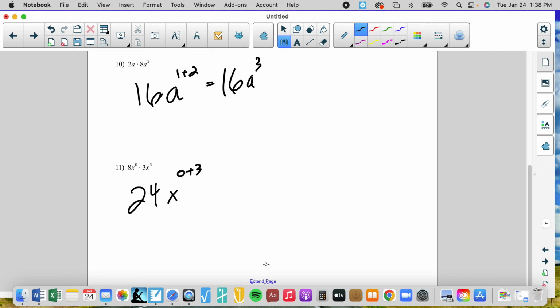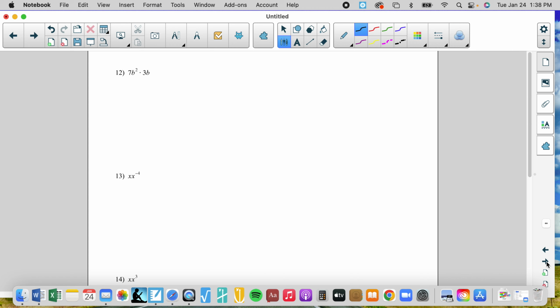Some of you simplified x to the 0 to make 1. That's fine. When you have 8x to the 0, that's 8 times 1, because that's multiplication going on between there. So you could have simplified it, but I like showing that we still have like bases and we add their exponents. And we're adding, not multiplying, so we still get x to the 3rd, 24x to the 3rd. 7 times 3 is 21, b to the 2nd plus 1, 21b to the 3rd.